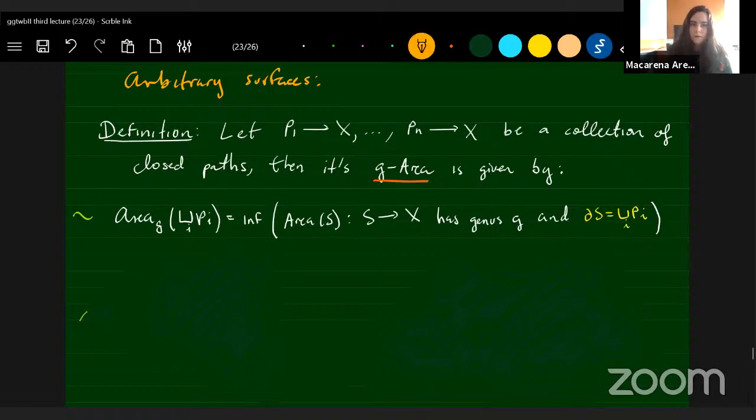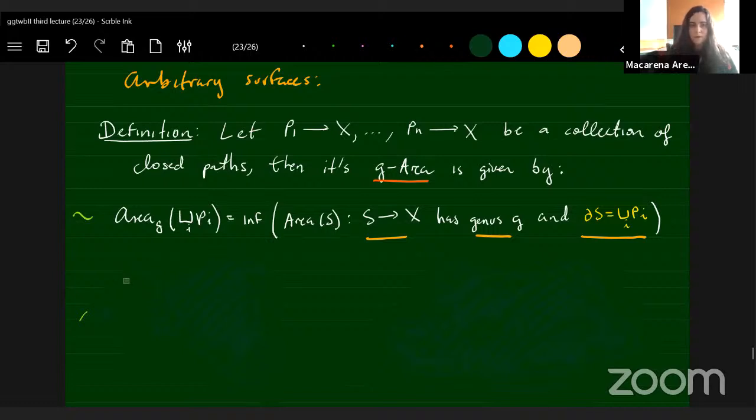Okay, so we're going to be measuring the area of all possible surfaces. In reality, we want them to be surface diagrams, but I'm not going to get into that sort of technical detail right now. So you can think of these as just being surfaces that map into X and that have genus G and that have the same boundary, that their boundary is exactly the collection of paths. So that's the G area of the union of the collection of paths.